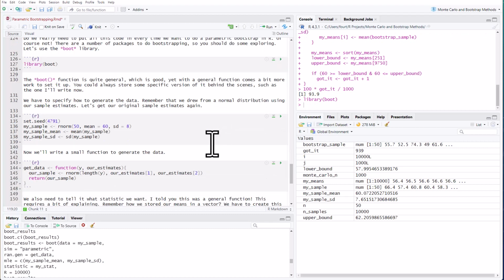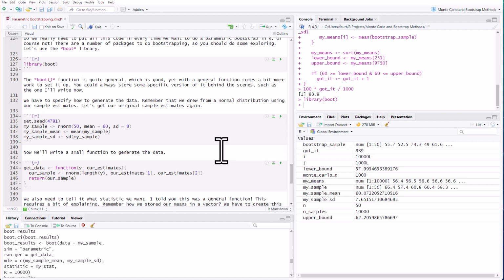Now the boot function that we're going to use is quite general. That's good news and bad news. It's good because with a general function, you can do pretty much anything. It's bad because there's a little bit of work to set it up because it's so general. Now you could always take this and store some specific version of it behind the scenes. In fact, you could even take the code that I have here, copy it, and store it as a function that you can use in the future.